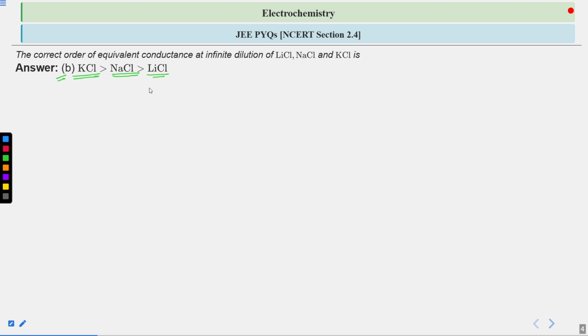Okay, so first of all, as I said, we are seeing some JEE PYQs from the chapter Electrochemistry based on the concepts which we have already covered in this chapter. So try to answer and solve the questions which we are providing here. Okay, so let's see the solution for this question, that how this will be the correct order for the given ionic compounds.